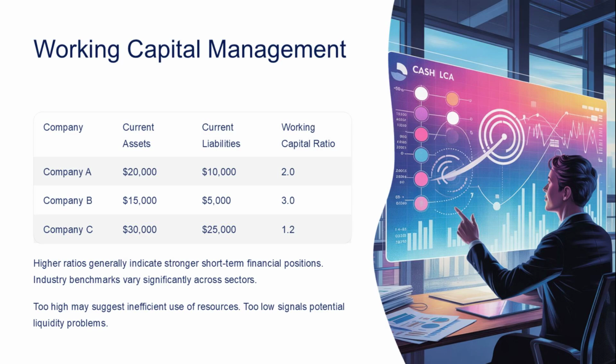Generally, higher ratios are preferred, but too high may mean resources are being used inefficiently. Industry benchmarks can vary significantly, so context is important when evaluating these figures.